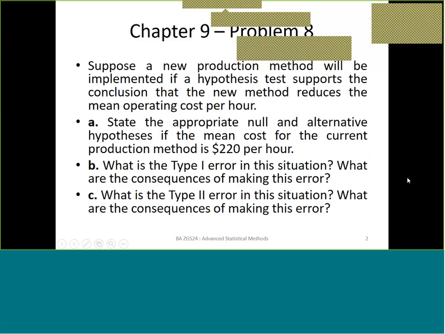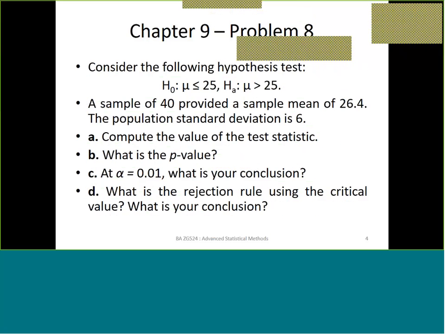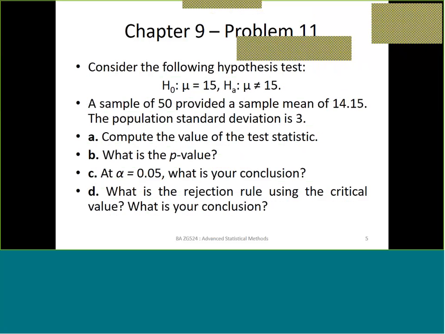We'll go to the next question. So the next question is, consider the following hypothesis test. So we are testing H naught as mu equal to 15 and HA as mu not equal to 15. So a sample of 50 provided means two-tailed. Because whenever the alternative hypothesis contains not equal to symbol, it is a two-tailed test.